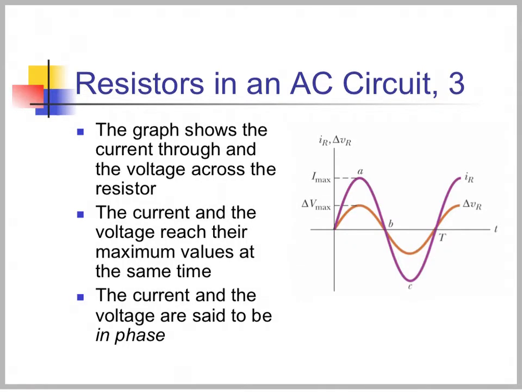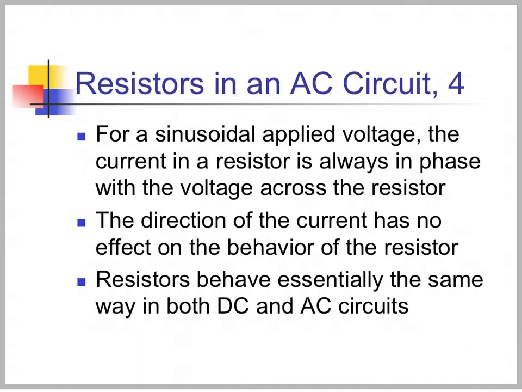This graph shows the current through and the voltage across the resistor. The current and voltage reach their maximum values at the same time, so the current and voltage are said to be in phase with each other. They both vary sinusoidally. Their peaks and troughs occur at the same time. For a sinusoidal applied voltage, the current in a resistor is always in phase with the voltage across the resistor. The direction of the current has no effect on the behavior of a resistor. So resistors essentially behave the same way in both DC and AC circuits.